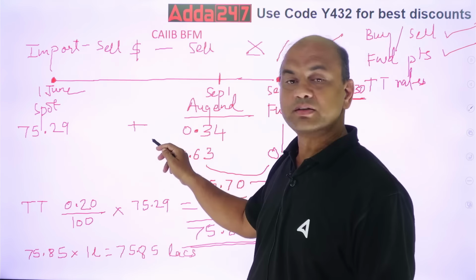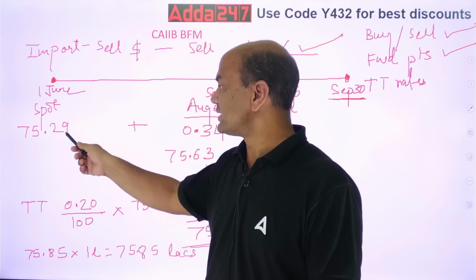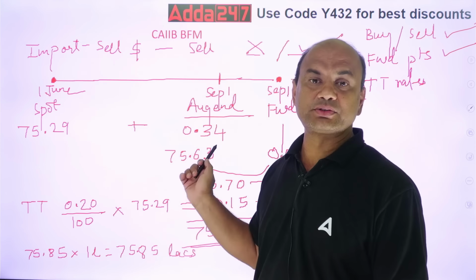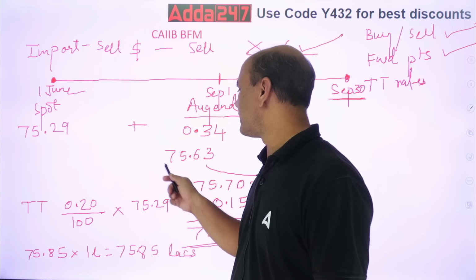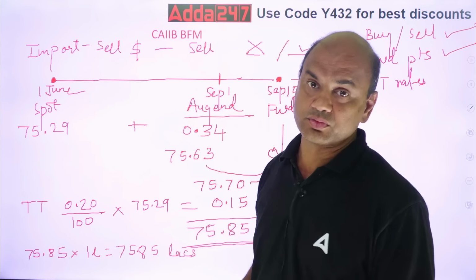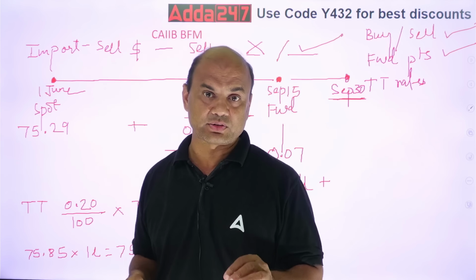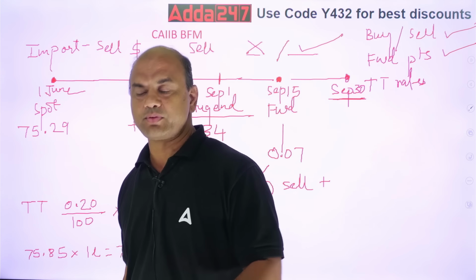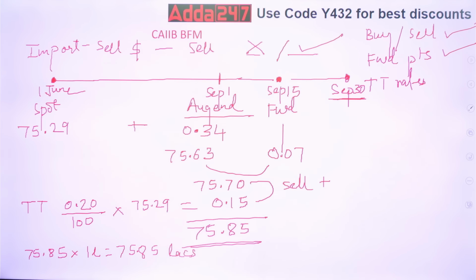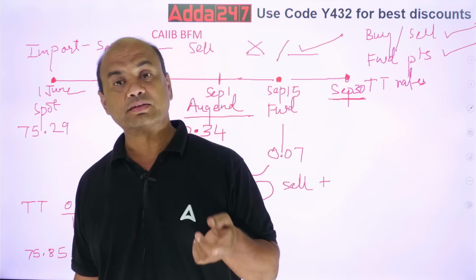Why plus? Because just now I told you the currency is in premium. So I'll be adding 75.29 plus 0.34. Add these two, everyone. You must get the answer as 75.63. Do it practically also. Everyone do it yourself. In the exam, if you have practice on the calculator, it's very easy. If you don't have practice on the calculator, very difficult. Try this everyone. So it is 75.63.